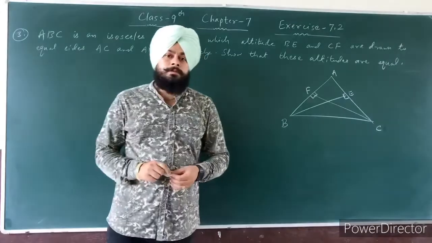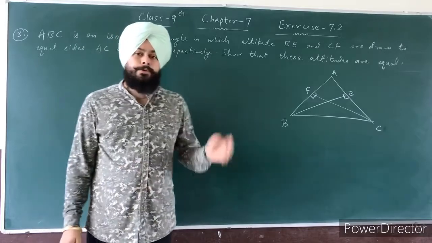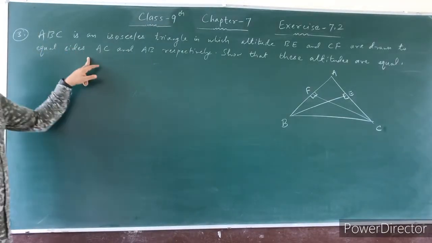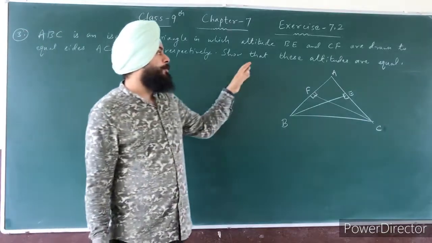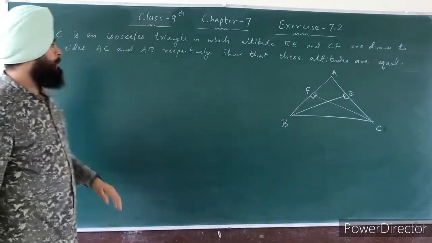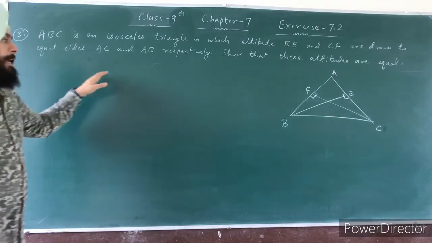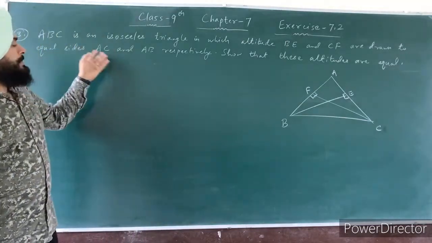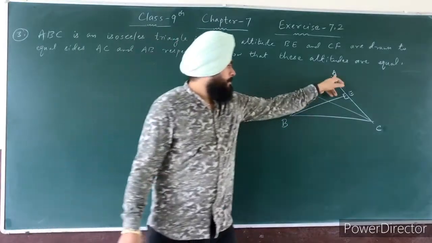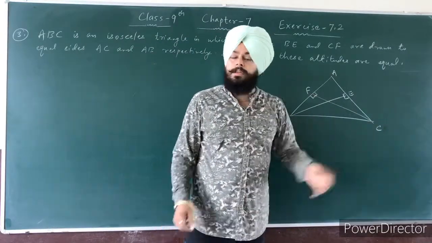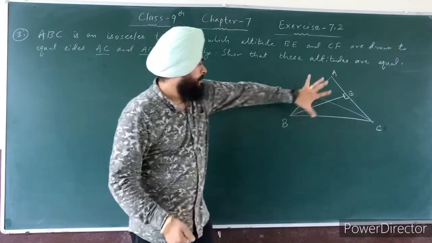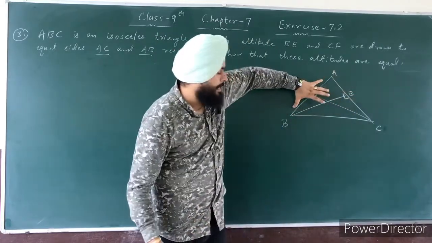Good morning, students. Next we will do exercise 7.2, question number 3. The question is: ABC is an isosceles triangle in which altitudes BE and CF are drawn to equal sides AC and AB respectively. So what do they ask in the question? ABC is an isosceles triangle in which the equal sides are AC and AB. This AC and this AB are equal.